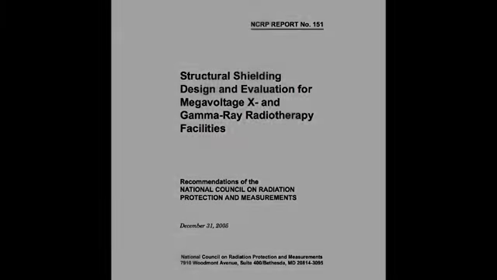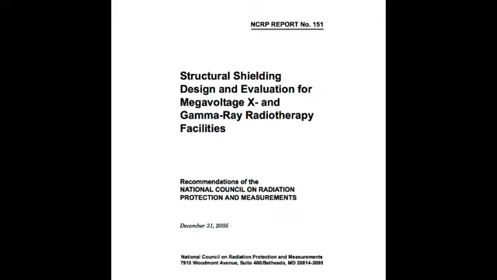All right, here we go. So the most important report for this is NCRP 151. It's a very readable report, and I suggest you go through it. We'll start with an example. So here's a LINAC room, and the LINAC is there in the middle. And we want to calculate the shielding that's needed.